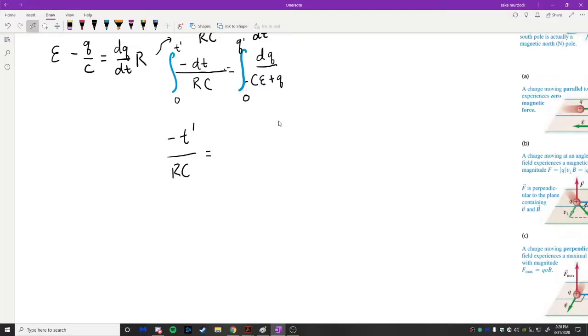The right-hand side of the equation, if you do this integral right here, what would you get? Yeah, the natural log of all the stuff in the denominator, right? So it's going to be the natural log of that. Does that look okay to you guys?